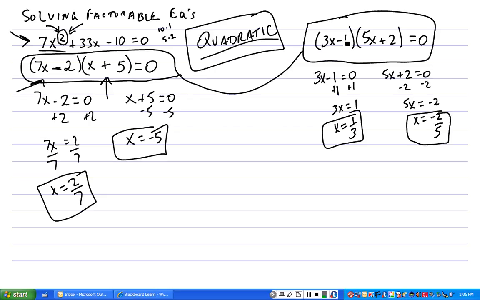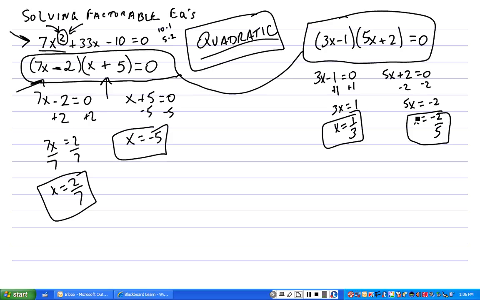Alright, and again, I didn't need to multiply this because it was set equal to 0. Because it was set equal to 0, all I needed to do was just take each of the binomials and set them equal to 0. This binomial equals 0, this binomial equals 0, and then solve for the x's.